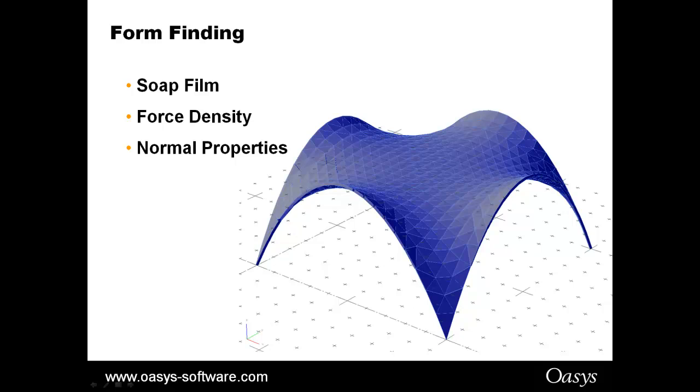Now once you define these forms, GSA actually includes three different methods to help achieve that. There's soap film, there's force density, and normal properties, and each of these has their own particular advantages in particular cases, and we'll go into those in more detail in a moment.